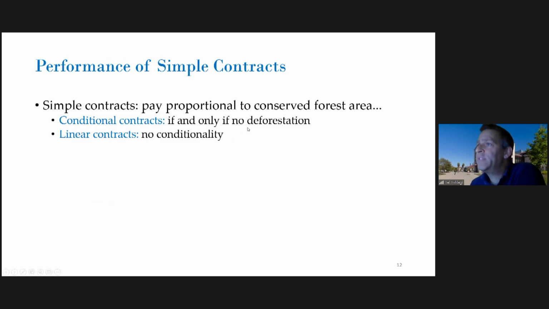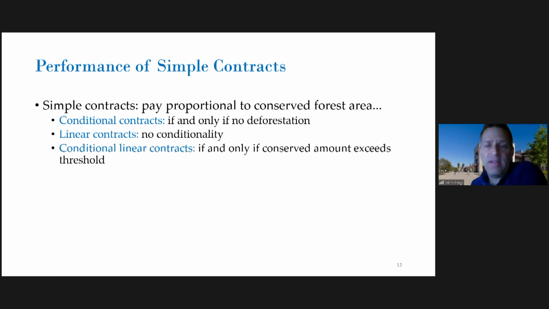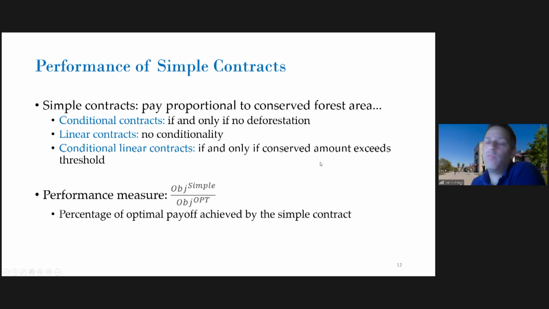The next set of contracts, which we almost never see in practice, are linear contracts. By linear contract, I just mean there's a payment per amount of land that you're conserving. There's no conditionality here, and the payment does not depend on your type. In the paper, we also extend the analysis to conditional linear contracts, where you pay per amount of land, but only if the amount of conservation exceeds some threshold. And the way we're going to measure performance of these contracts is by taking the ratio between the expected value for the principal in the simple contract divided by what the principal is getting in the optimal contract.